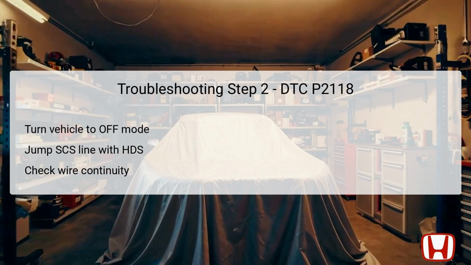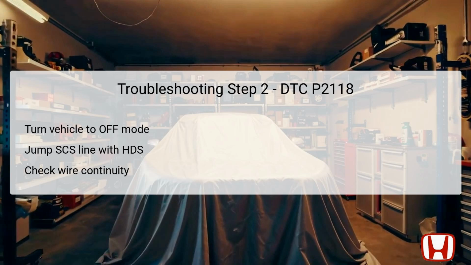Step 2 of diagnosing DTC P2118 involves a detailed inspection of wiring. Start by turning the vehicle's ignition to the off, lock, position. Using the HDS, you will then proceed to jump the SCS line, which stands for the Service Check Connector line, and wait for more than 1 minute. This action is important for preparing the system for the next diagnostic procedures.